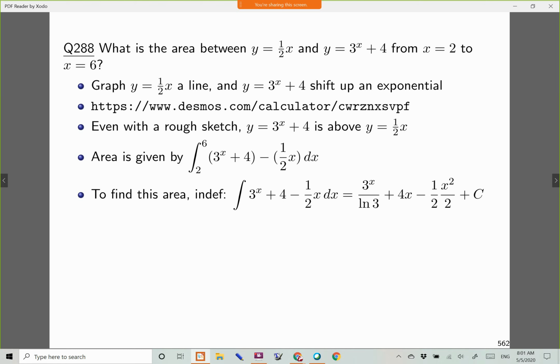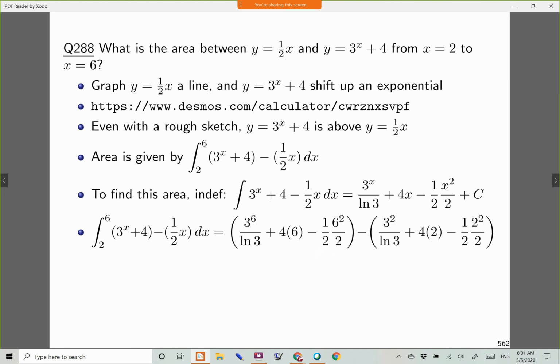To find this area, let's look at the indefinite integral, leaving off the 2 and the 6 for a moment. When you integrate, you have 3 to the x over ln 3, 4 anti-differentiates to 4x, copy the 1 half, anti-differentiate the x, and you have an x squared over 2, plus c. Then you can take this antiderivative and plug in 6 first, and then plug in 2 next. So this integral turns into this antiderivative portion, plugged in with x as 6 first, then x as 2 next.